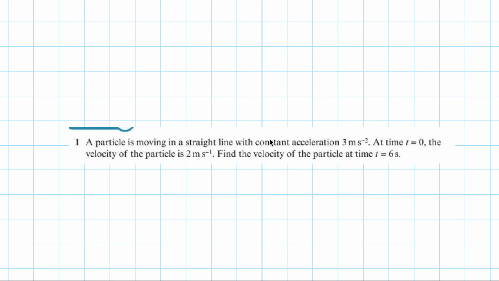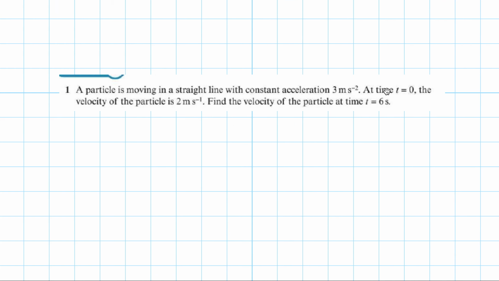So question 1: a particle is moving in a straight line with constant acceleration 3 meters per second squared. At time t equals 0, the velocity of the particle is 2 meters per second. Find the velocity of the particle at time equals 6 seconds.